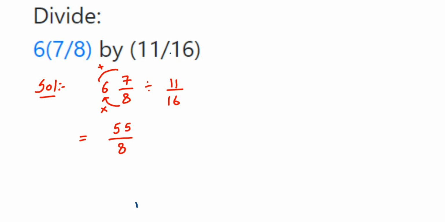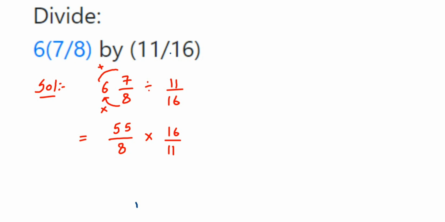Now here it's very important. When you're dividing two fractions, the first fraction will remain the same and division will become multiplication. So in this step only I'm going to convert. Division will become multiplication and you're going to multiply with the reciprocal of the second number. What is the reciprocal of 11/16? It is 16/11. Reciprocal means you just interchange the numerator and denominator.